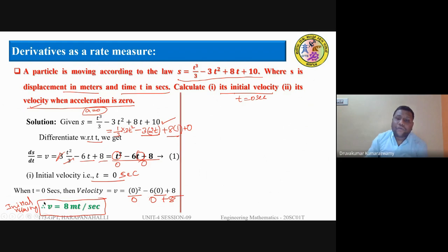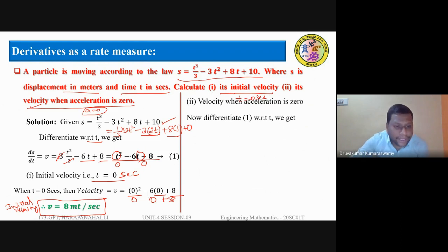What is the next thing we have to find? Velocity when acceleration is 0. That means we first have to find acceleration. Equation 1 is t² − 6t + 8. We have to differentiate this again. What is the differentiation of t²? 2t, minus 6 into the differentiation of t, which is 1. What is the differentiation of 8? It is 0. So we get 2t − 6.